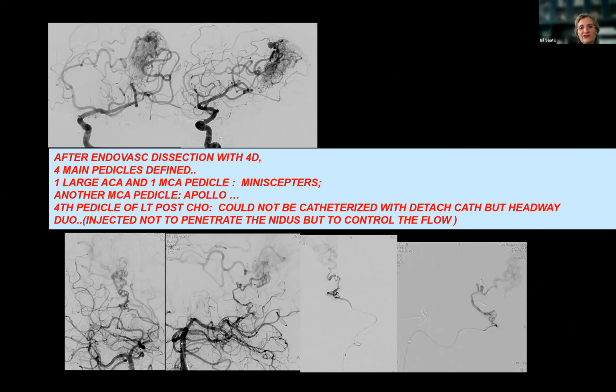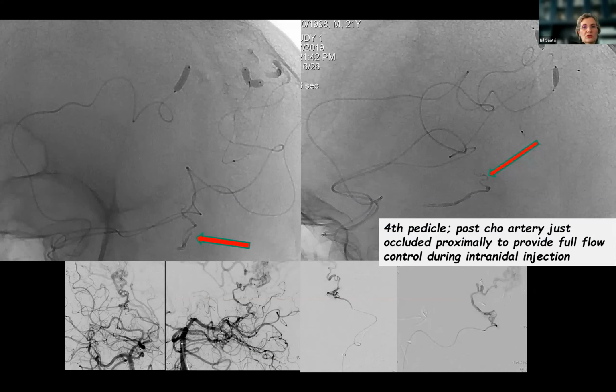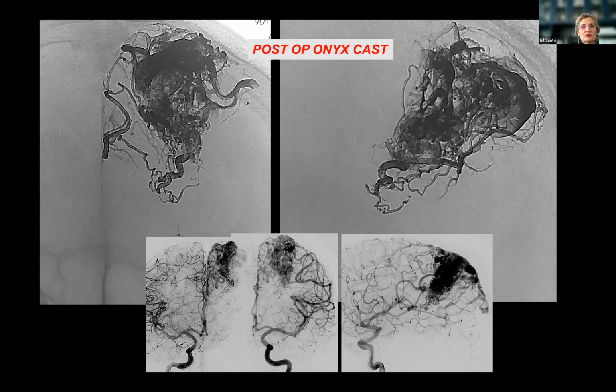After we did the pedicle injection to create only flow control, not nidal penetration, to control the flow from the posterior choroidal, we stopped this, we pulled our microcatheter, and then put 3 catheters, one from the pericallosal and 2 others from the MCA pedicles, 2 with balloon, 1 is detachable tip, and we were able to create such a compact Onyx cast.